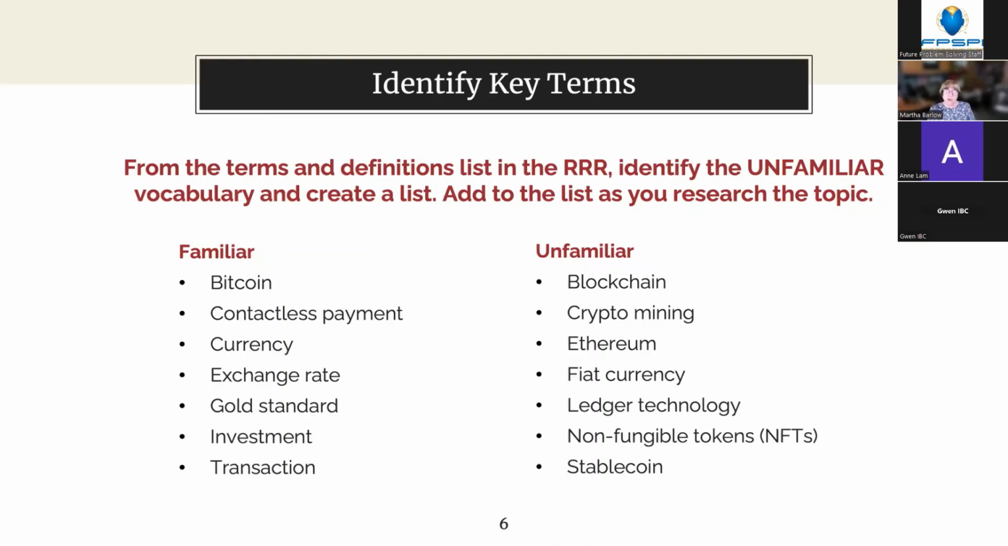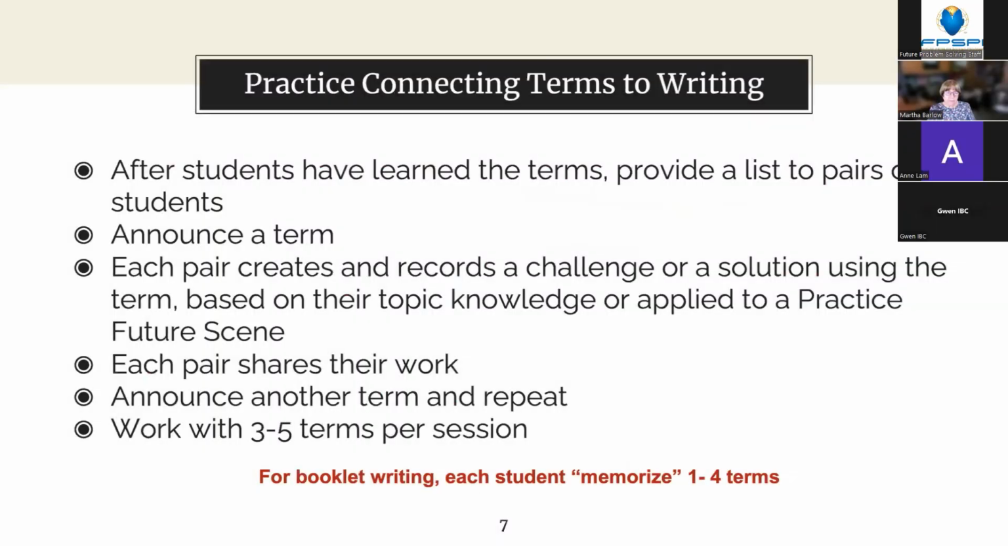So what could you do with those once you've identified them? Not just from the RRR, but also from other research that you're doing with students. So you want to practice connecting those terms to writing, so the students have some experience doing that. So here's just one activity you could do. Give a list of terms to pairs of students, and maybe not a whole list, okay?